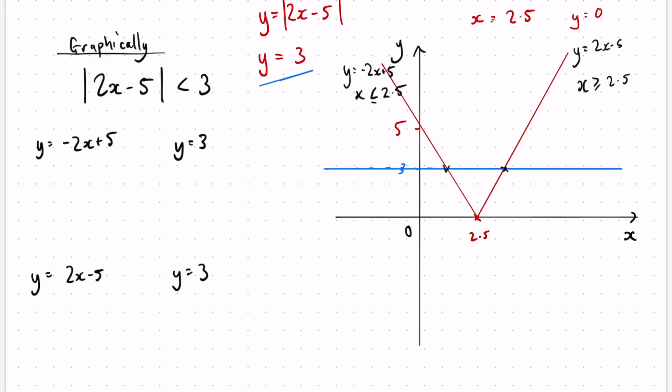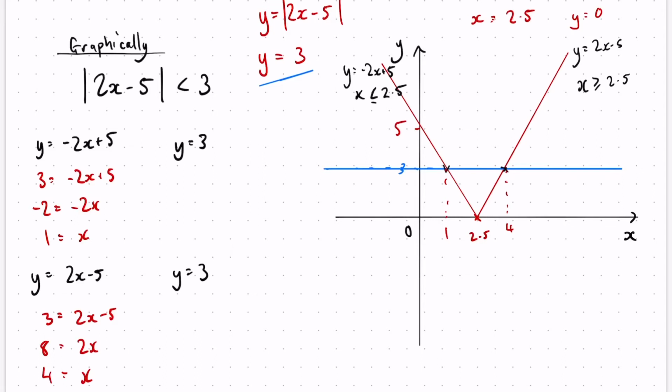And now I can use this to separate out and solve. So substitute y equals 3 into both equations. I get 3 is equal to minus 2x plus 5. Sorry, minus 2 is equal to minus 2x, so x is equal to 1. And then 3 is equal to 2x minus 5, which is 8 is equal to 2x, which is x is equal to 4. So all that is telling me is that my graph is intercepting at 4 and at 1.